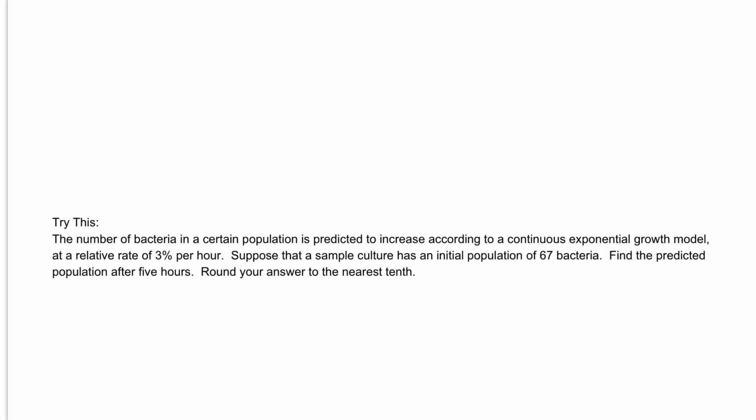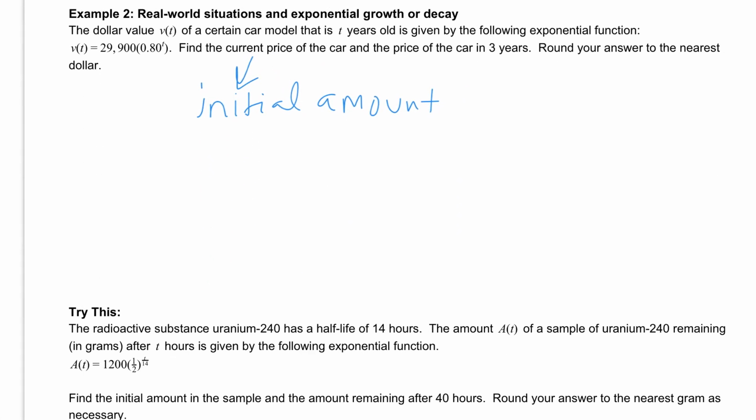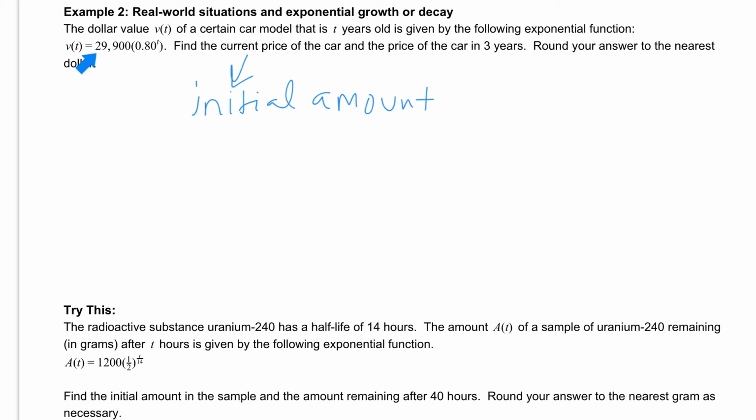So if we go back down here and look at our equation, we have this 29,900 times our rate to the t. This number right here, that's your initial amount. So you know that the current price of the car, the starting value of it, is $29,900.